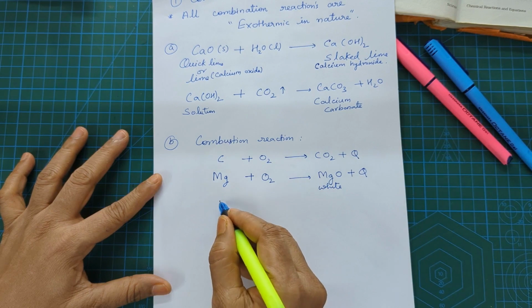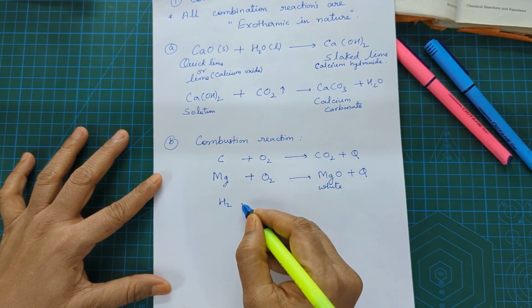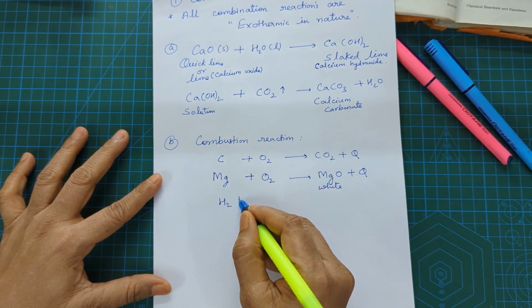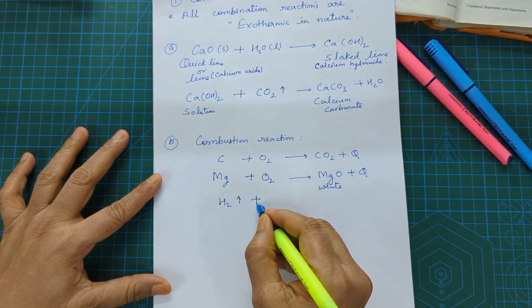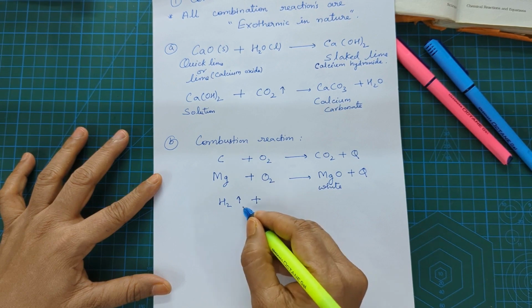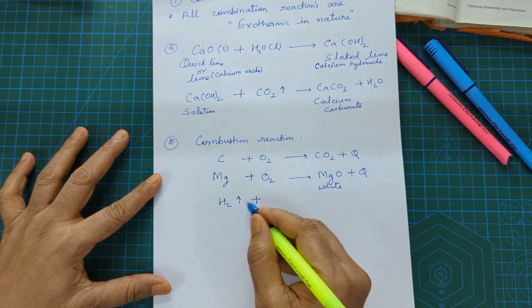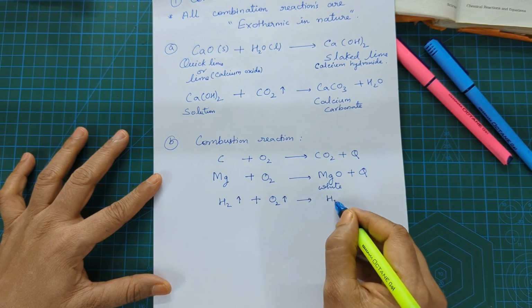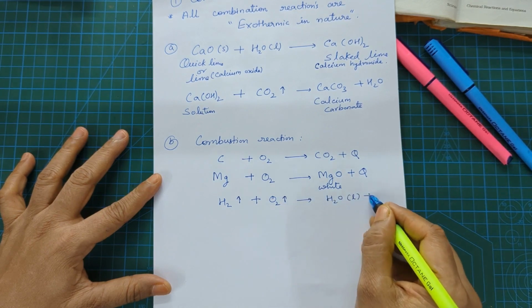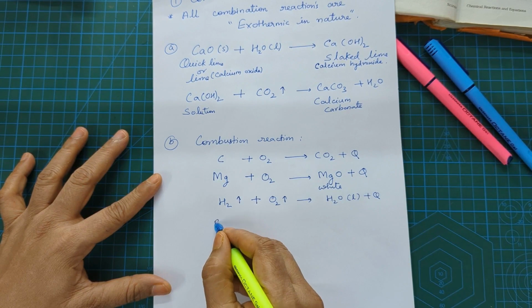Few more. Hydrogen. Hydrogen is a highly combustible gas. It burns with a pop sound when its volume is less. Otherwise, it leads to explosion if its volume is more. So hydrogen, when it is heated to its ignition temperature in presence of oxygen, burns to form water, and heat energy is produced.